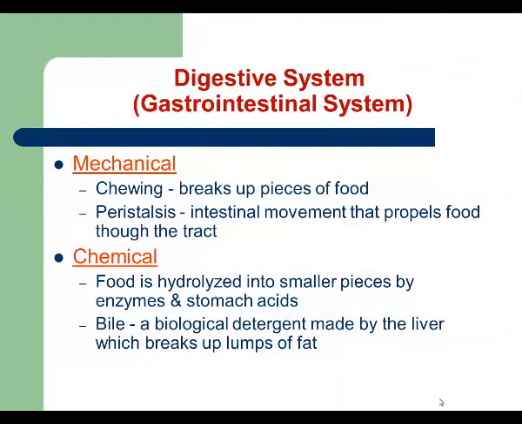Our digestive system is partially mechanical and also chemical. Examples of the mechanical part of our gastrointestinal system are chewing and peristalsis, or bowel movement. Examples of the chemical part of the digestive system are enzymes in our saliva, stomach acid, and bile salts.